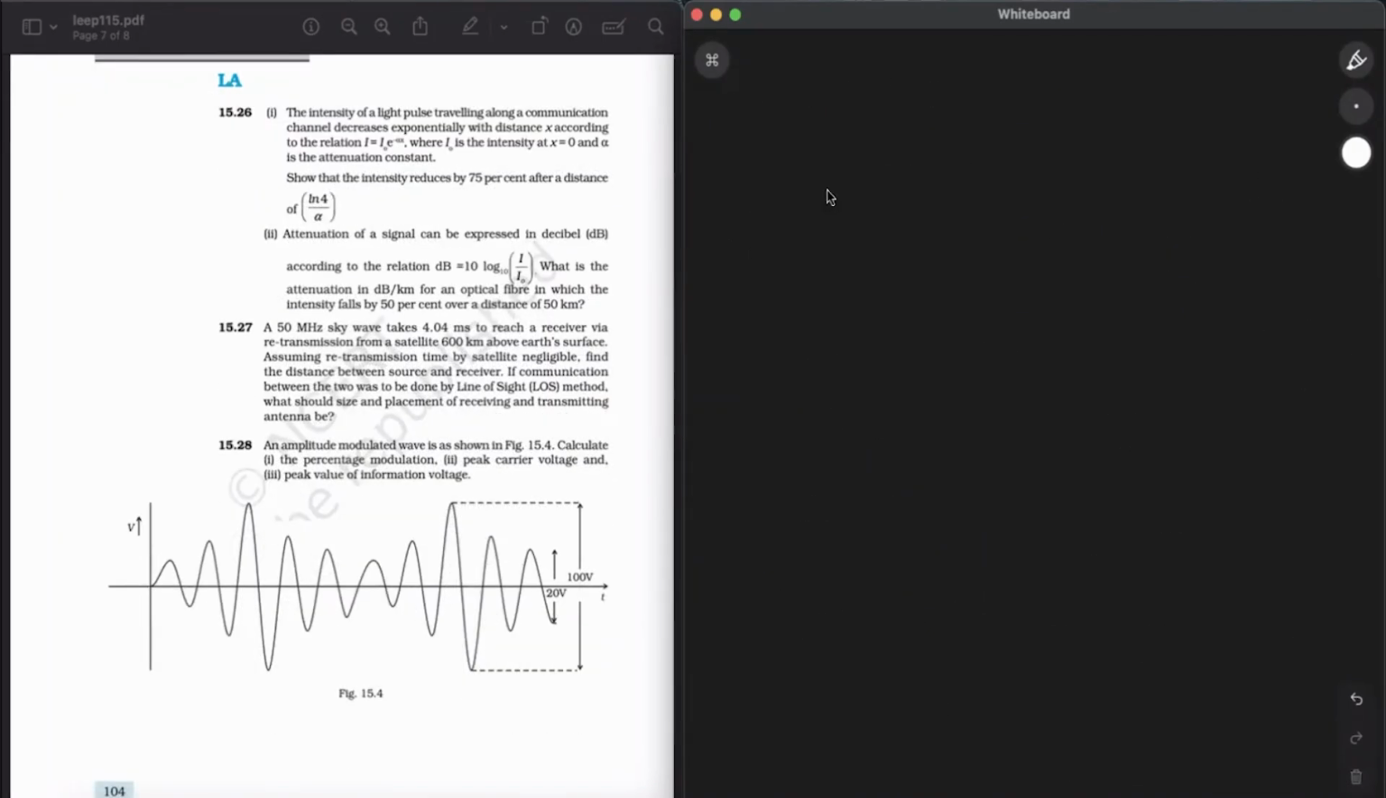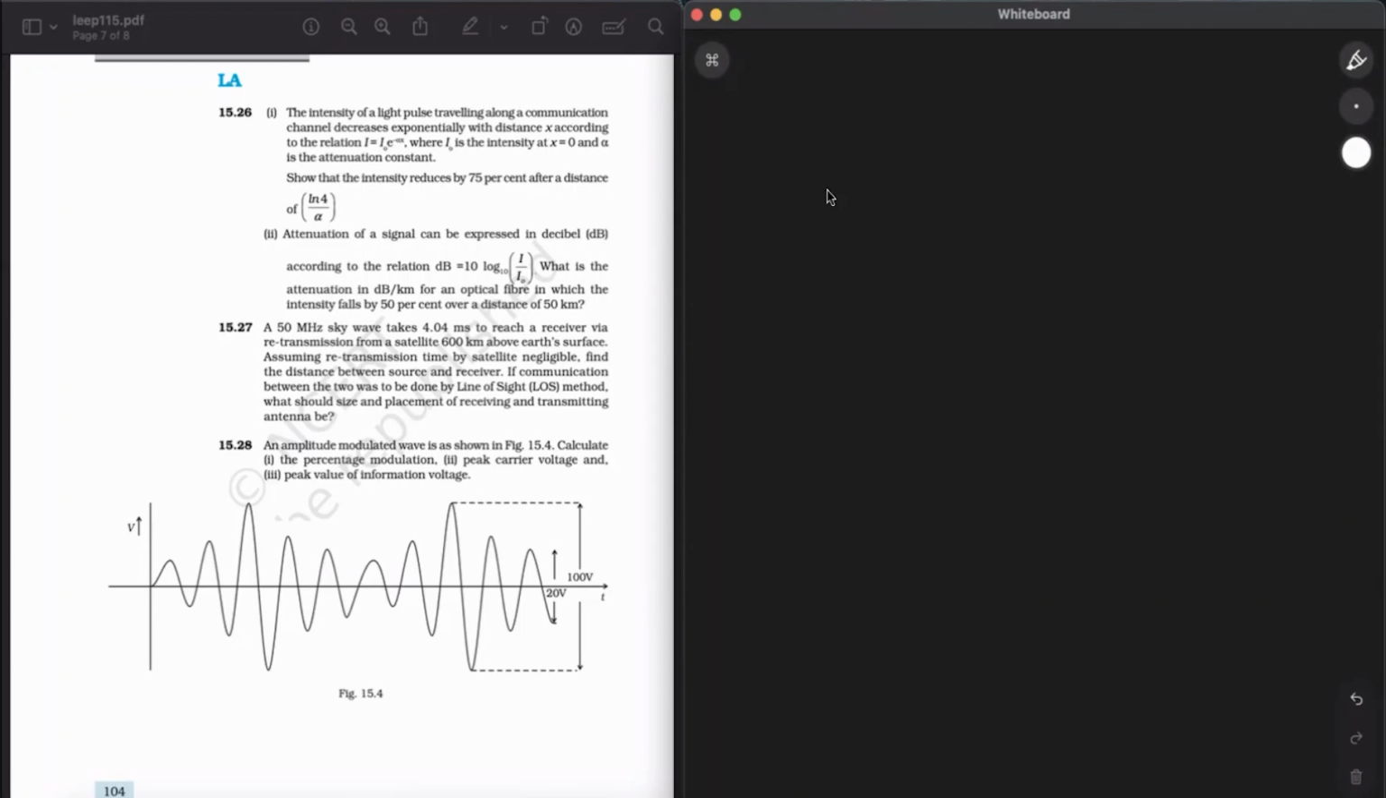Now the attenuation of a signal can be expressed in decibels according to the relation dB equals 10 log base 10 of I upon I naught. What is the attenuation in dB per kilometer for an optical fiber in which the intensity falls by 50% over a distance of 50 kilometers? So the second part of this question is that the attenuation constant of a signal is expressed in decibel form, according to the relation given to us.